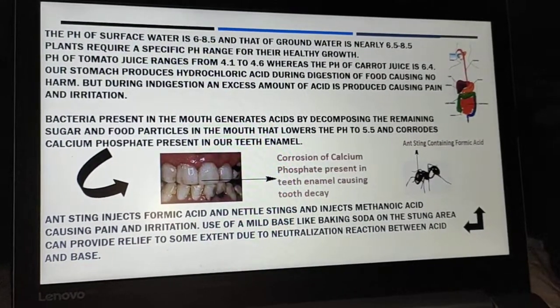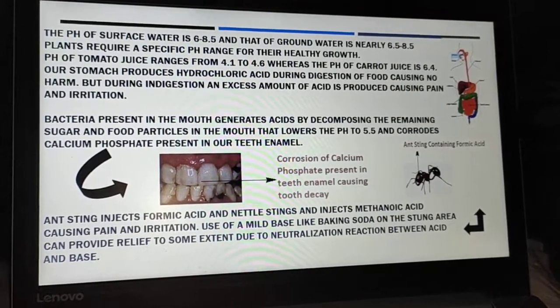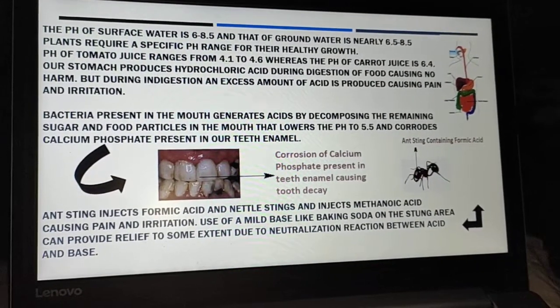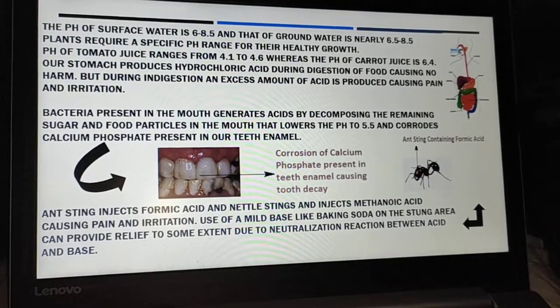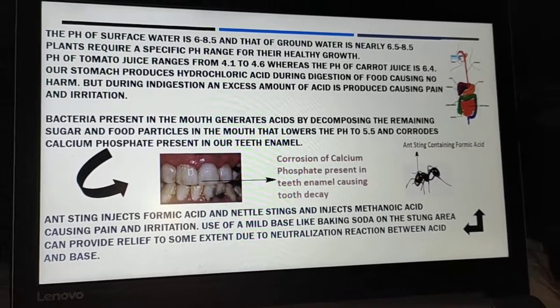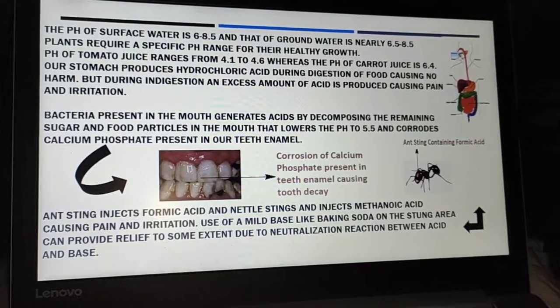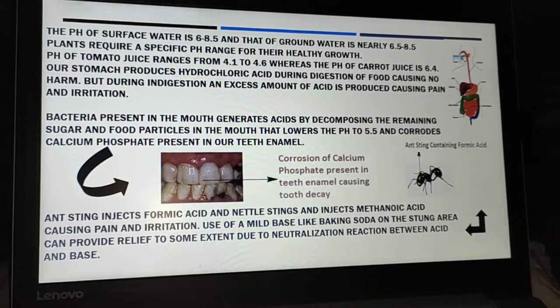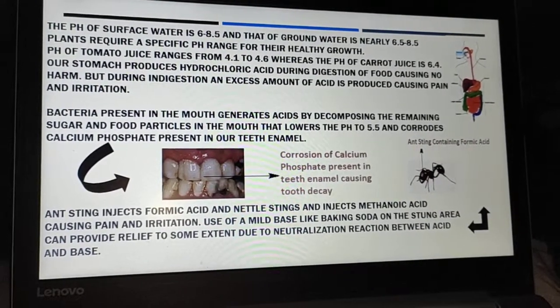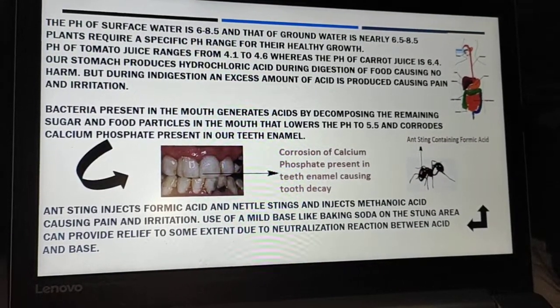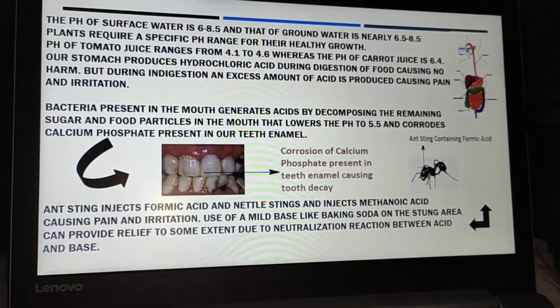This is again an important concept. The pH of surface water is 6 to 8.5, and that of the groundwater is nearly 6.5 to 8.5. Plants require a specific pH range for their healthy growth. pH of tomato juice ranges from 4.1 to 4.6, whereas the pH of carrot juice is 6.4.